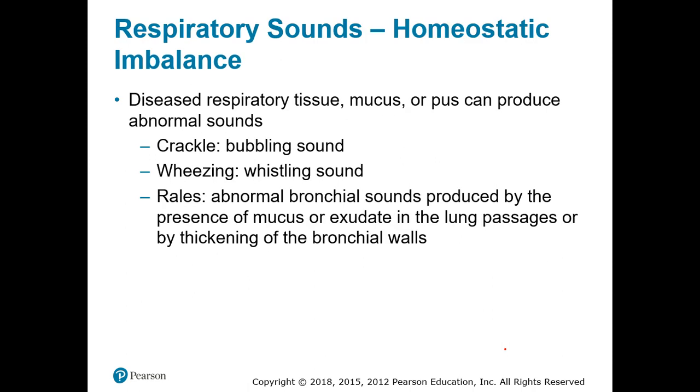Now, respiratory sounds can actually tell you if something is wrong or if you have a homeostatic imbalance. Diseased respiratory tissue, mucus, or pus can produce abnormal sounds, such as a bubbling sound that's described as a crackle. A whistling sound says that you are wheezing, and abnormal bronchial sounds produced by either mucus or exudate in the lung passages or by the thickening of the bronchial walls are known as rales. And these sounds are often signs that something is wrong with your respiratory tissue, even your mucus or pus.